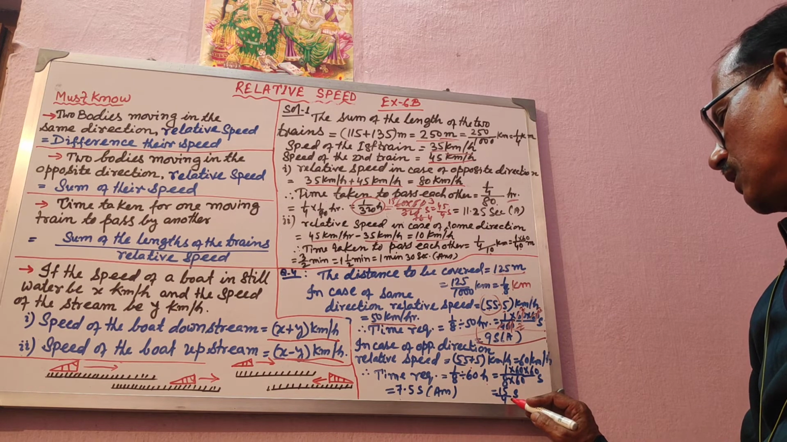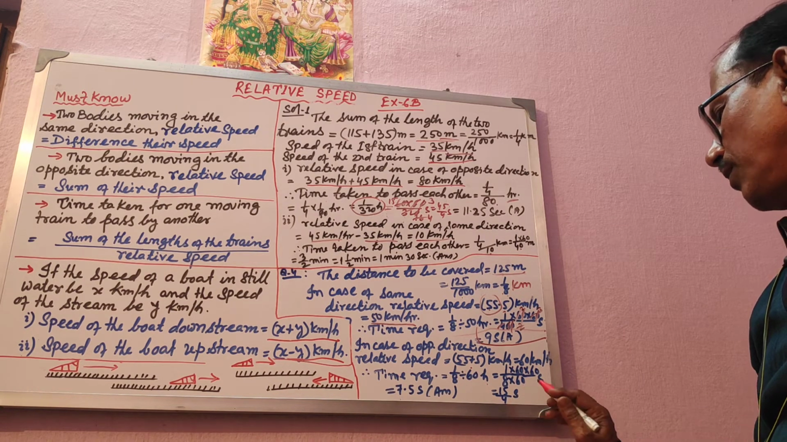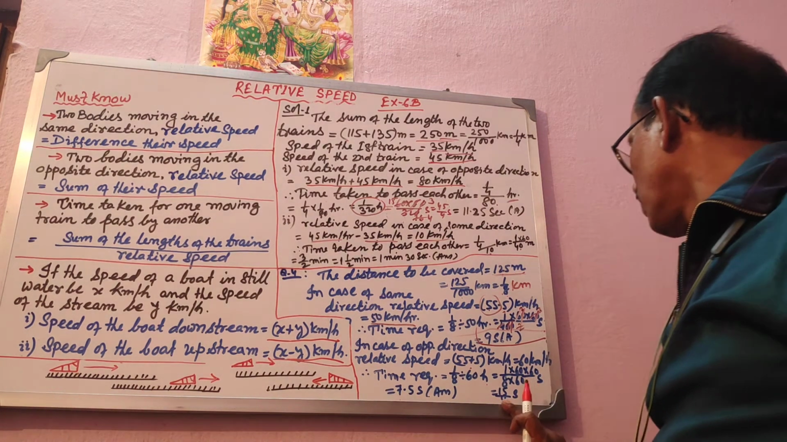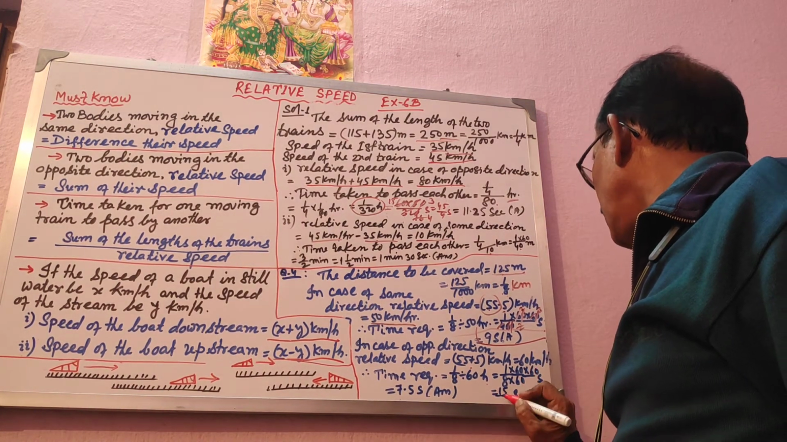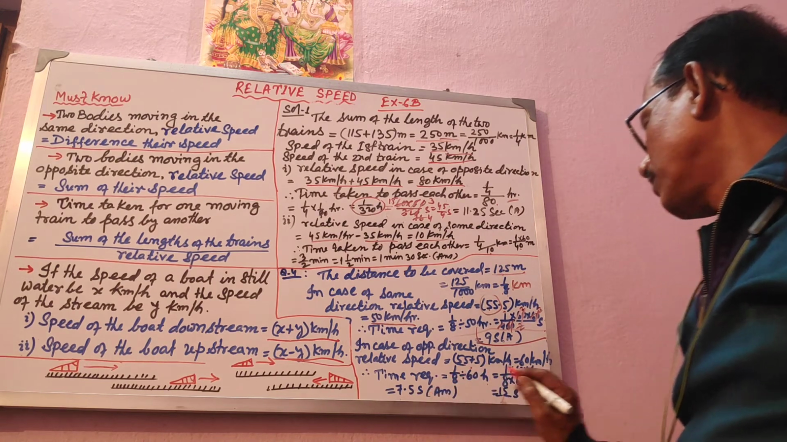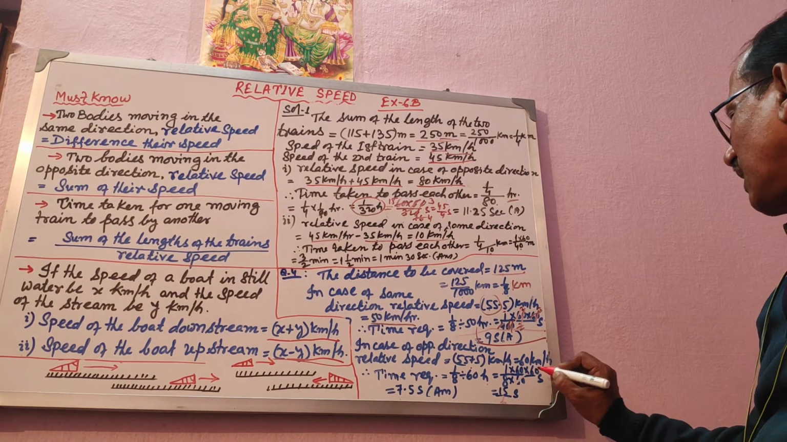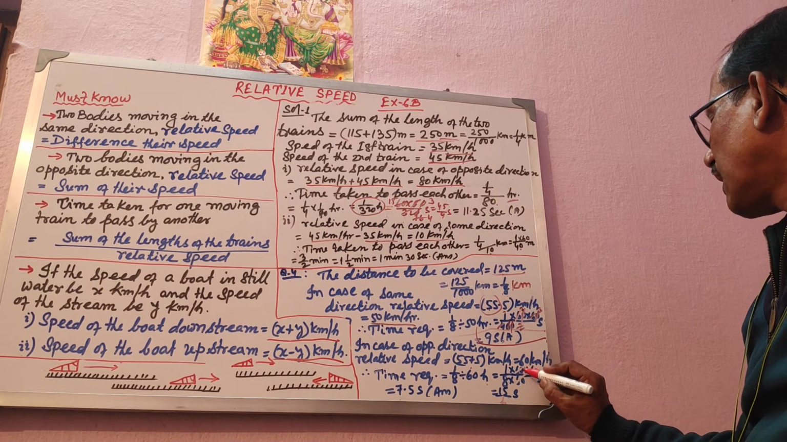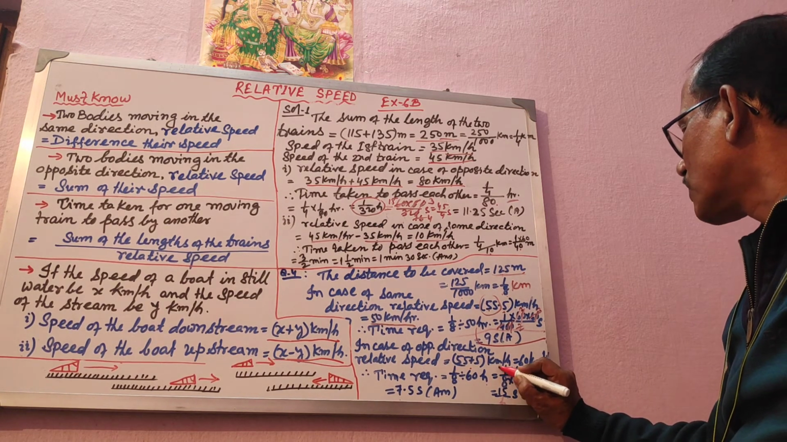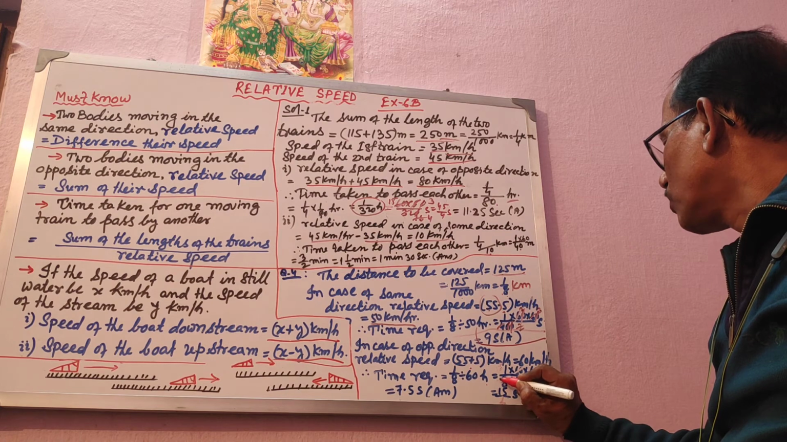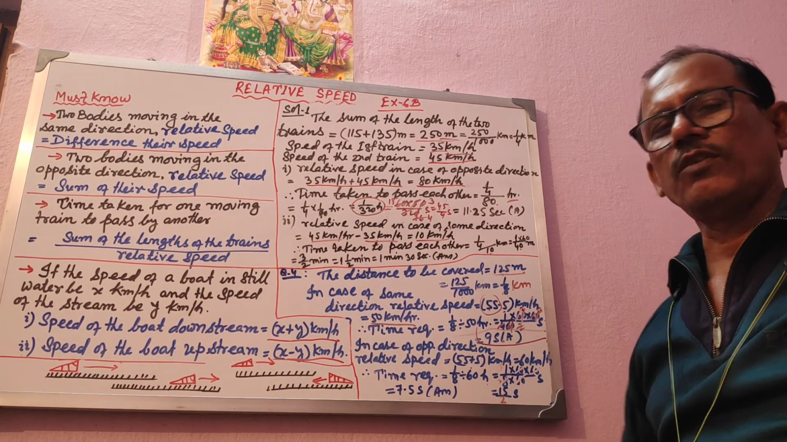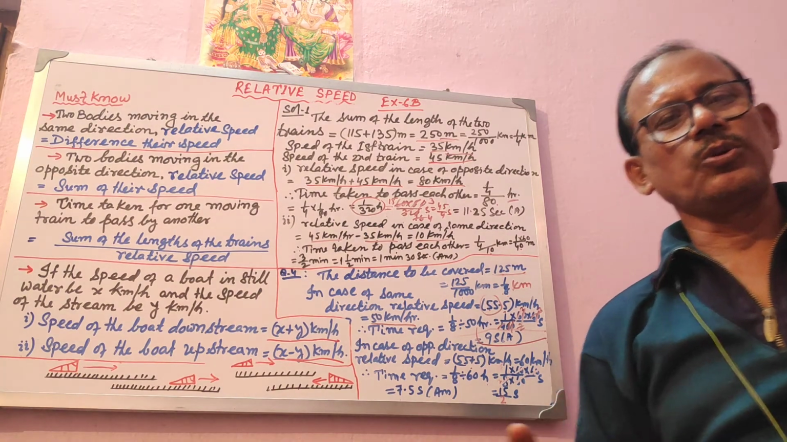15 by 4 second. 15 by 2 second will become 7.5 second. The cancellation is very simple. 60 will be cancelling with 8, and this will be cancelling with 15. 15 4s are 60, and 4 2s are 8, so 15 by 2 will come. 15 by 2 is equal to 7.5 second. I hope you have understood it. Go through it, you will understand better.